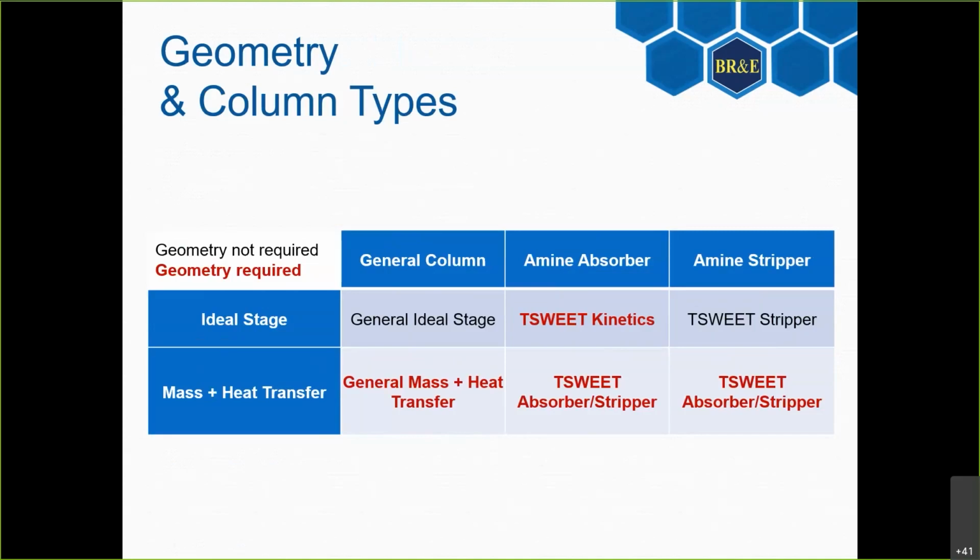For the mass and heat transfer model, you can see that geometry is required for any type of application. The reason is that the correlations cannot really work without knowledge of whether we have a tray column or a packed column, what type of packing we have, and what the geometry of a tray is. That's why for the mass and heat transfer model, you always have to put the full geometry in. So you might be asking yourself, why would we like to use the mass and heat transfer model if it actually requires some extra information?